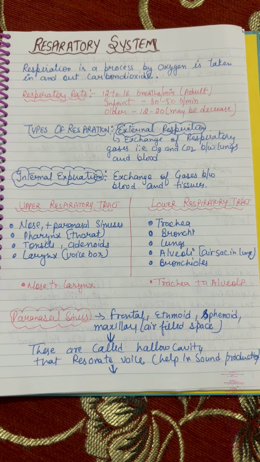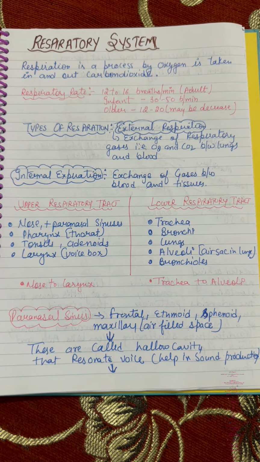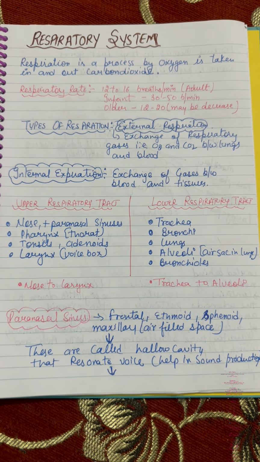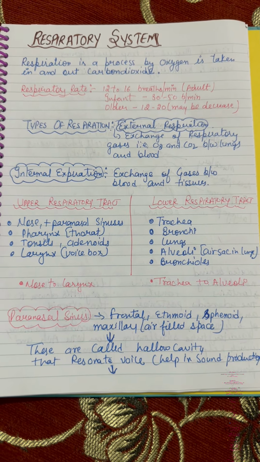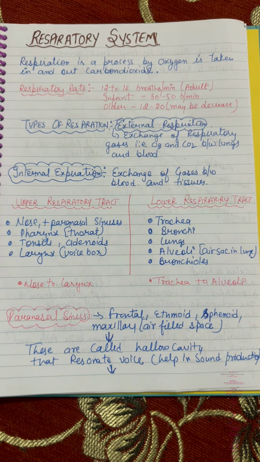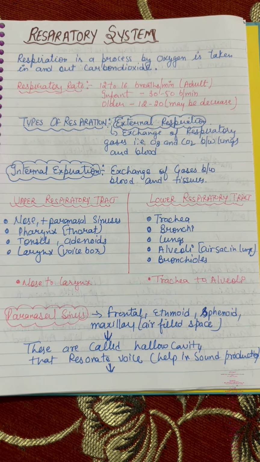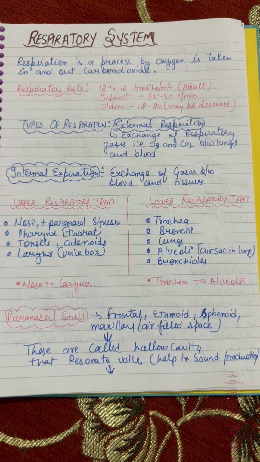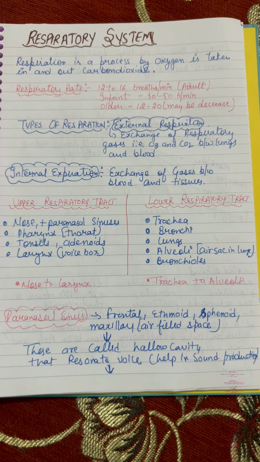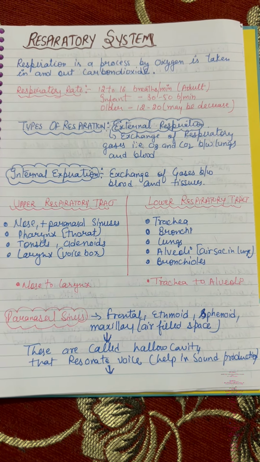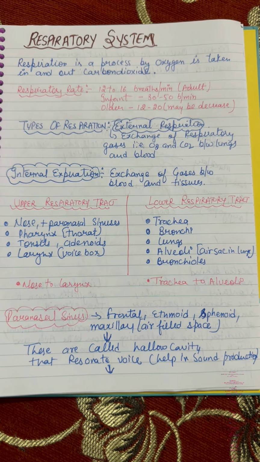Types of respiration. 1. External respiration: exchange of gases between the lungs and the blood. Oxygen goes into the blood, carbon dioxide comes out into the lungs. 2. Internal respiration: exchange of gases between the blood and the body tissues. Oxygen goes to cells, carbon dioxide is picked up from cells.